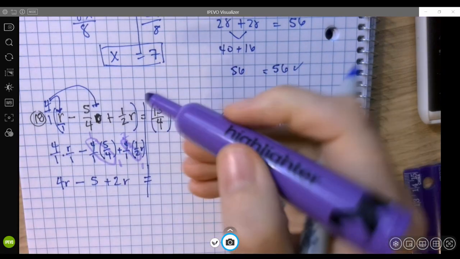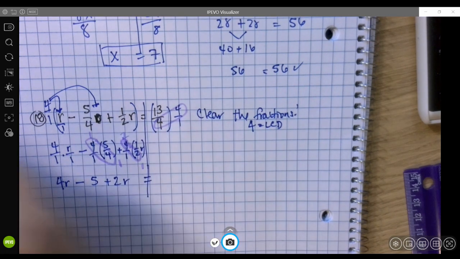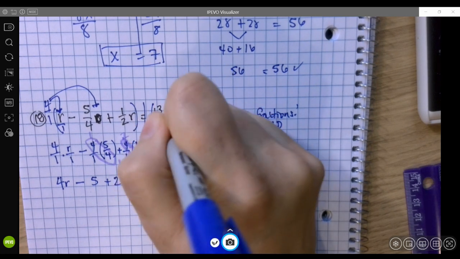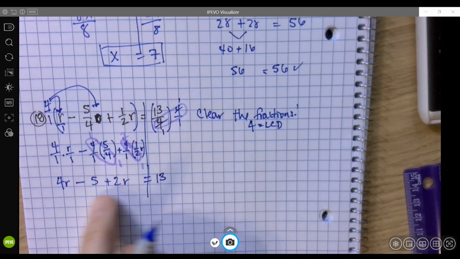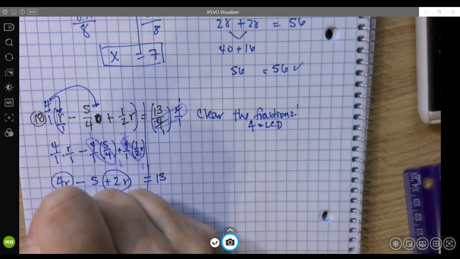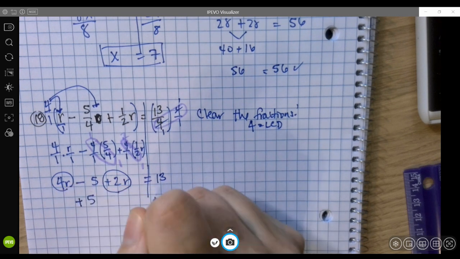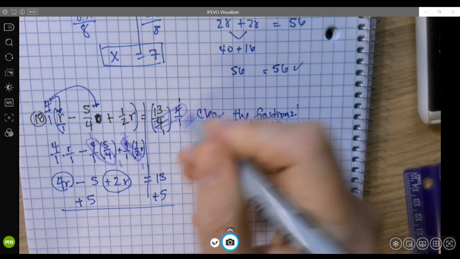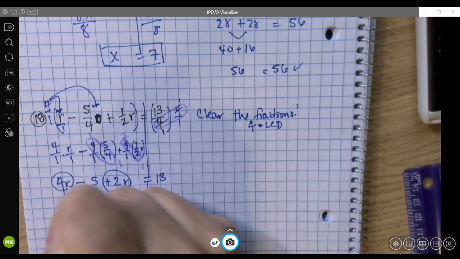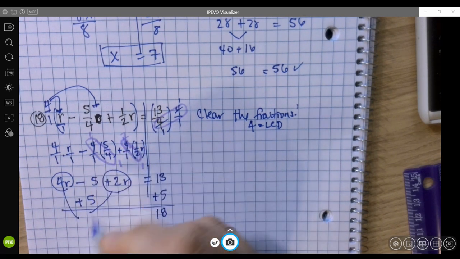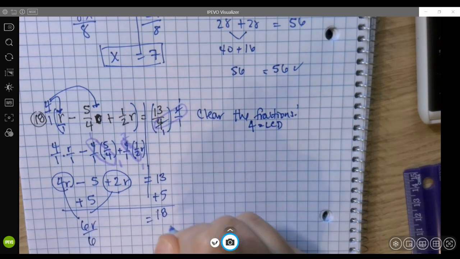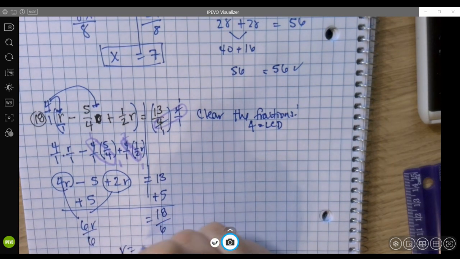And then over here, 13/4 times 4 is going to be 13. And then if you think about it this way, you can get 1 over 1. Okay. From here, I would probably collect like terms first. Somebody else might prefer to add 5 to both sides. You could do that. Doesn't matter. 13 plus 5 is 18. If I combine my like terms, 4r plus 2r is 6r. So I'm at 6r equals 18. Divide both sides by 6. R equals 18 divided by 6 is 3.